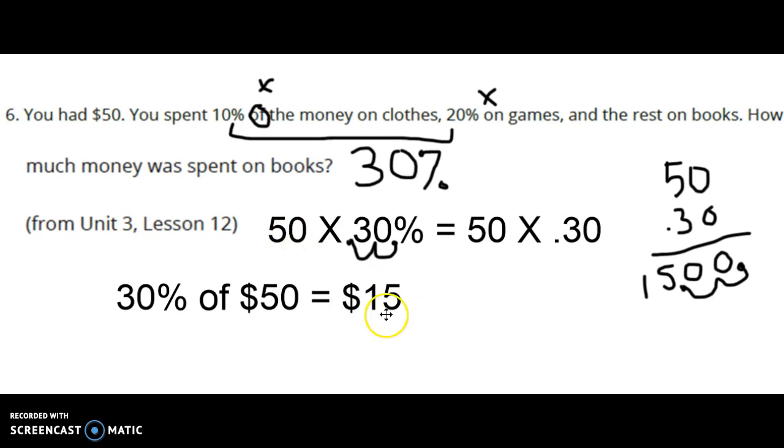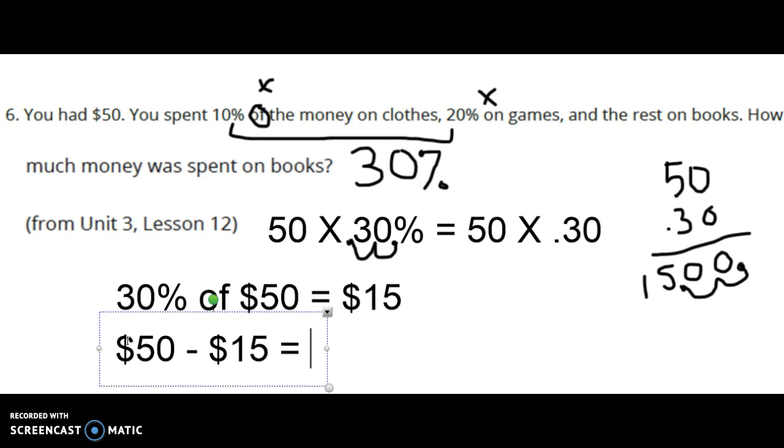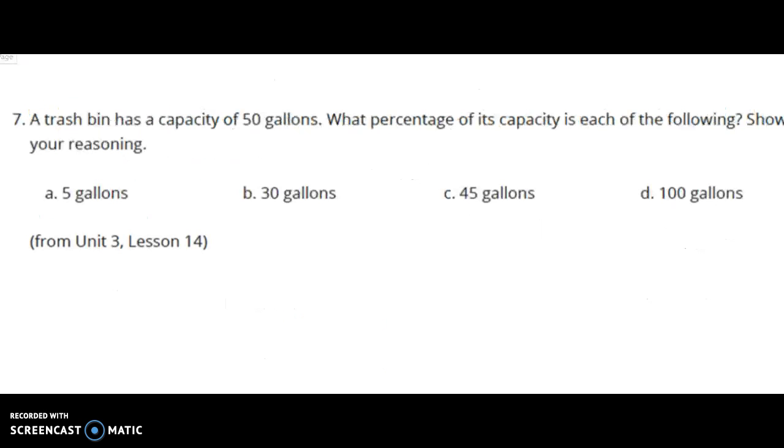So you spent $15 on clothes and games. You spent the rest of your money on books. So to figure out the rest, really simple. I just need to take $50 minus $15, and I'm left with $35 as my final answer. That is what you spent on books.